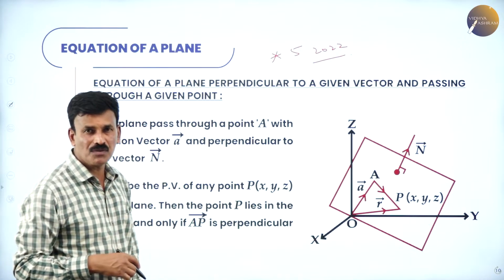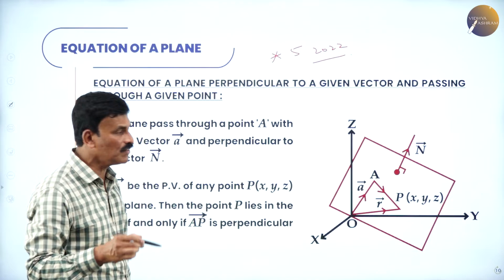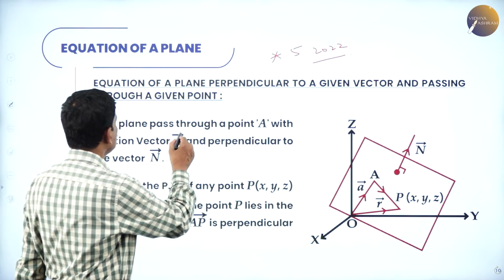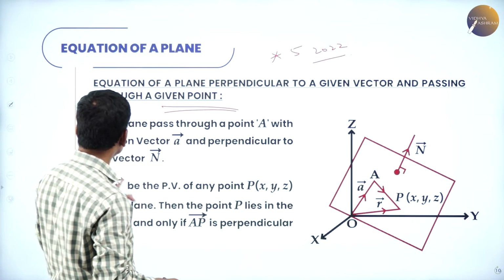First one is the normal form. The second one is the equation of a plane perpendicular to a given vector and passing through a given point. Okay, now let us come to this derivation.